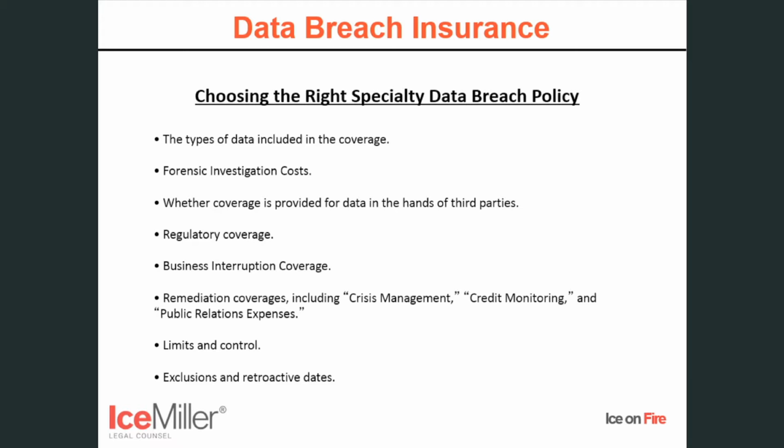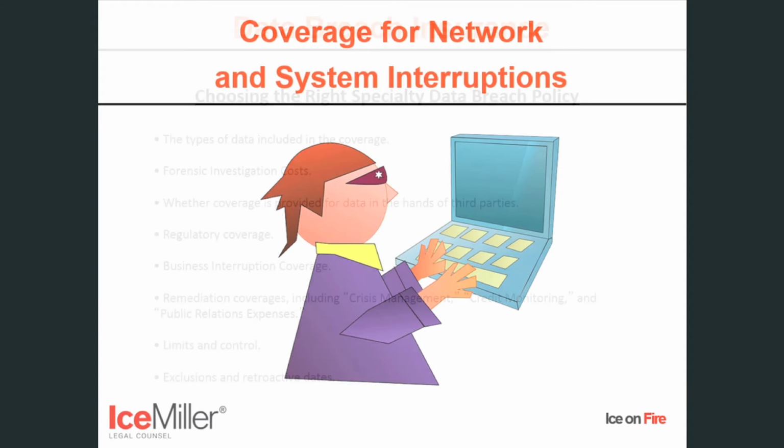So I have 2 more slides here that I'll cruise through since I think we're short on time. Just 2 other types of coverages to keep in the back of your head. Coverage for network and system interruptions. This is becoming increasingly common. Things like DDoS attacks, things like malware viruses that are shutting down your system. Have coverage in place that's going to provide you the money needed to restore your system.